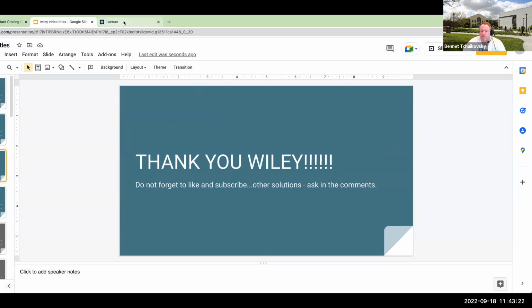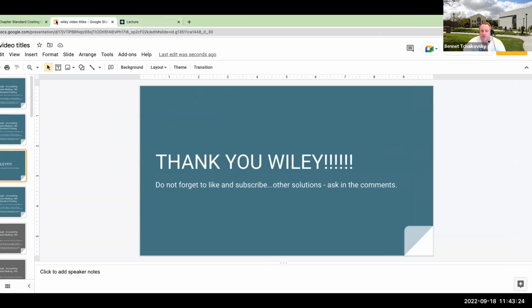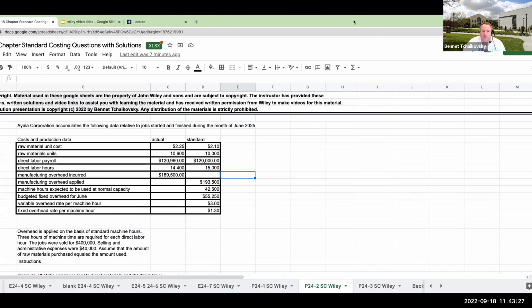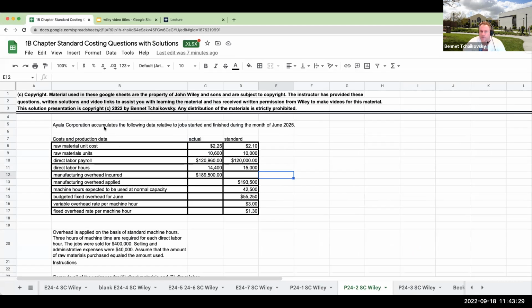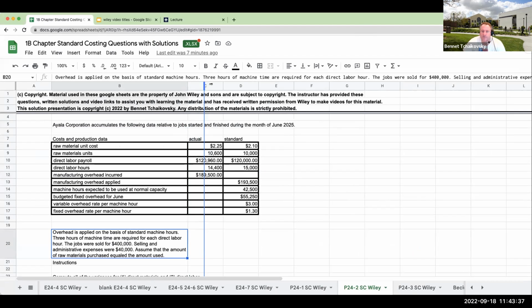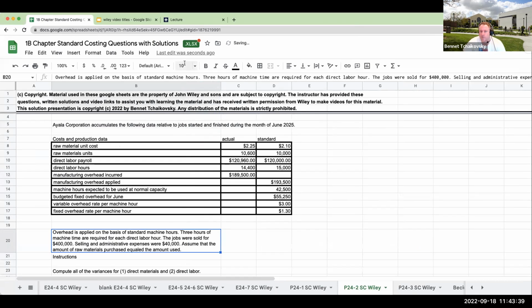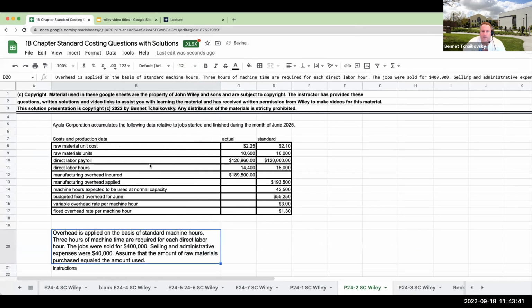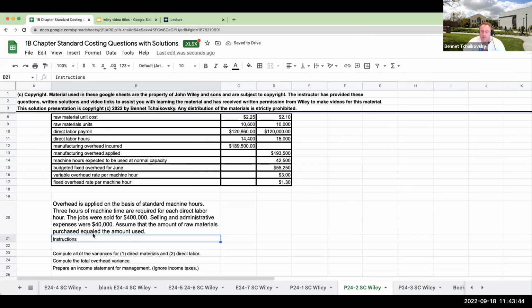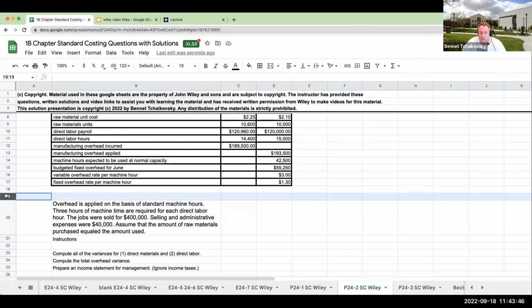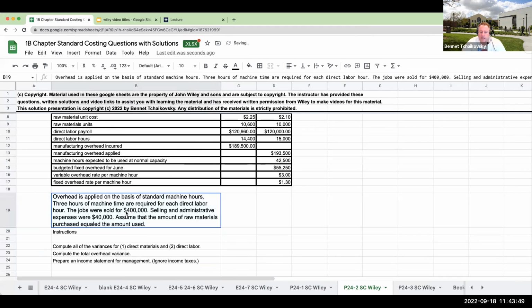Okay, before we thank that bus driver, let's take a look at the question for today. Ayala Corporation accumulates the following data relative to jobs started and finished during the month of June 2025. It tells us a little information about how overhead is being applied. Standard machine hours, 3 hours of machine time are required for each direct labor hour. Our jobs are sold for 400. S&A, selling and administrative, was 40. Assume that the amount of raw materials purchased equals the amounts used.